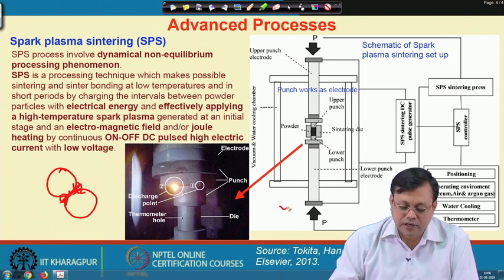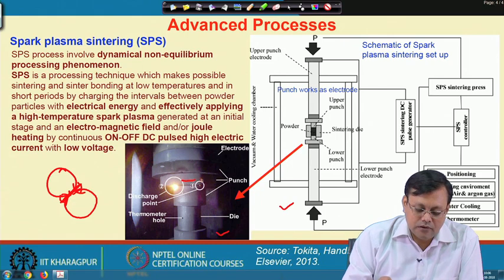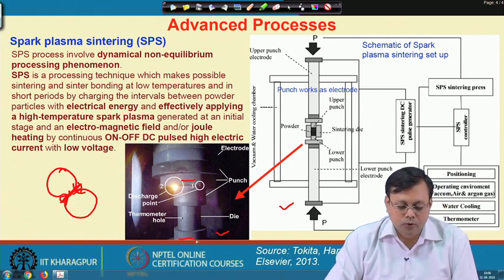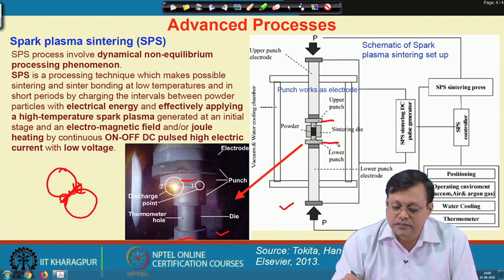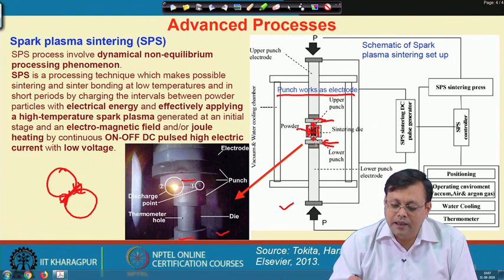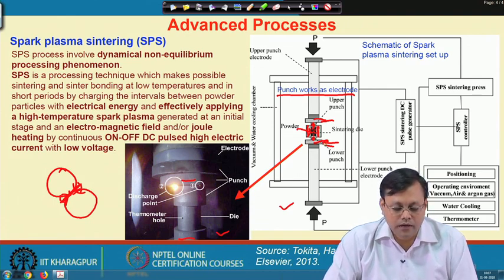So, a schematic is shown here and an image of such a spark plasma is shown here. Let us say there are dies lying at the top and the bottom, and they act as electrodes. These are the punches which act as the electrodes. This one is the upper punch and this one is the lower punch. Powder is placed in this region. Powder is first placed in the sintering die, which keeps the powder intact, and then we apply a higher DC pulse electric field at low voltage.